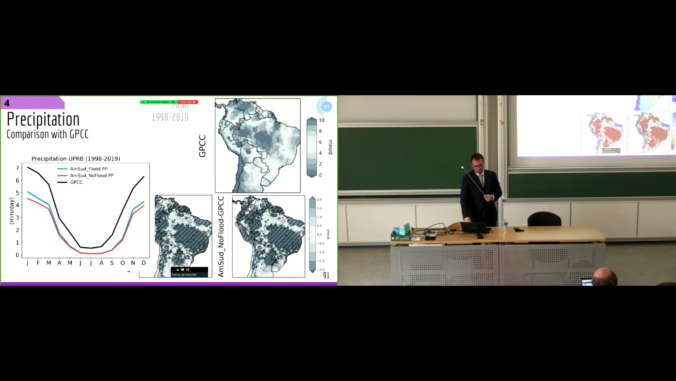We can also look at it using the annual cycle of precipitation. So you can see this underestimation, and you can also see that the simulation with floodplains has higher precipitation during the wet season compared to the simulation without floodplains.